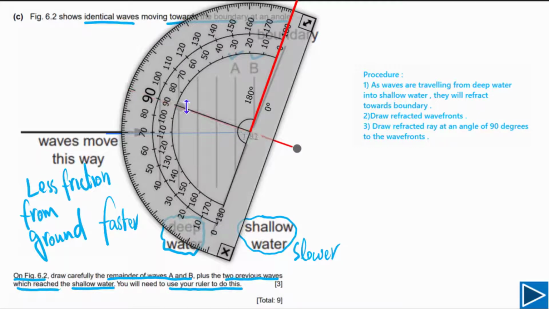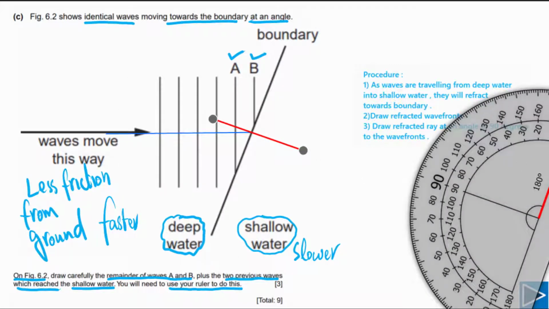We can make it a little bit short. We don't need to draw too long. So this is our normal line. Next, we need to draw the refracted ray. So let me change color.